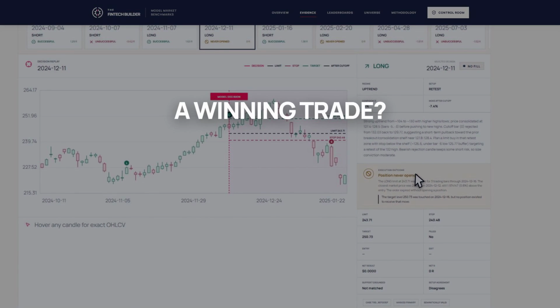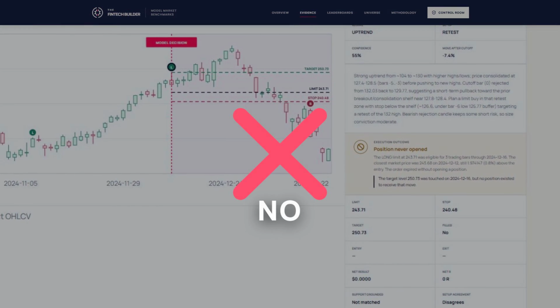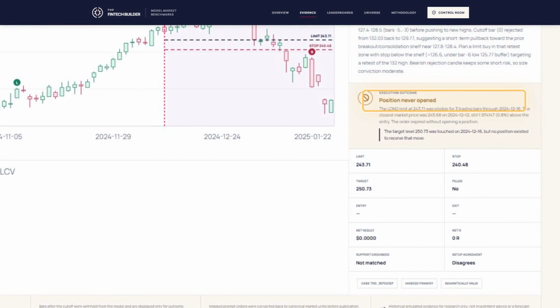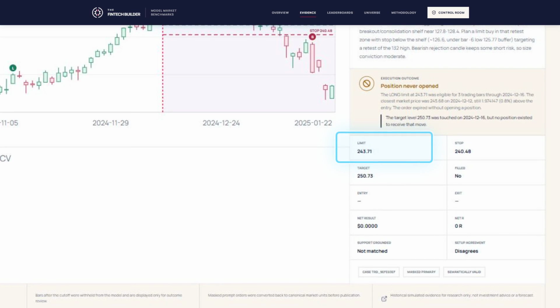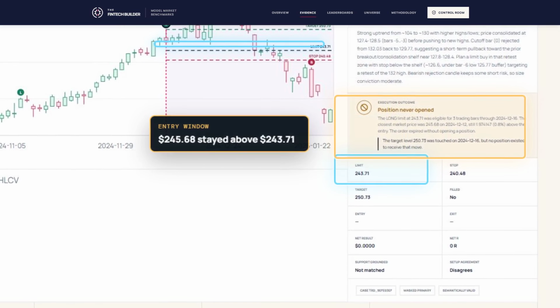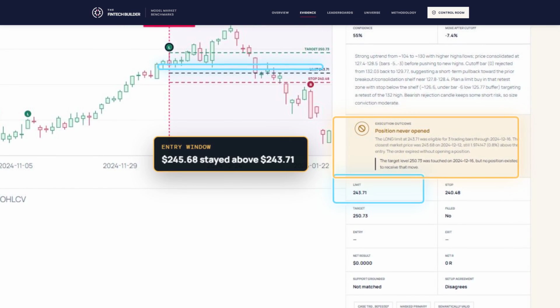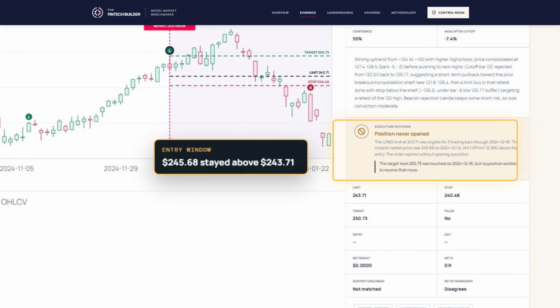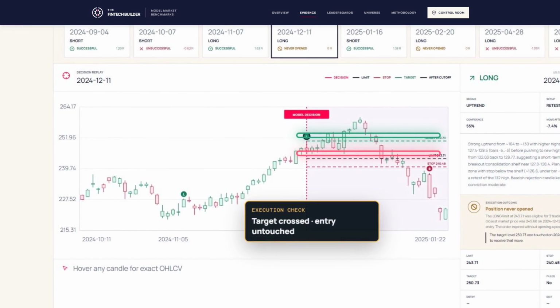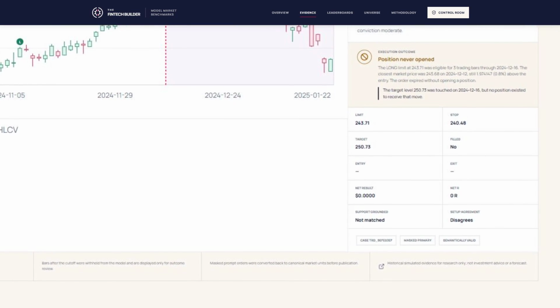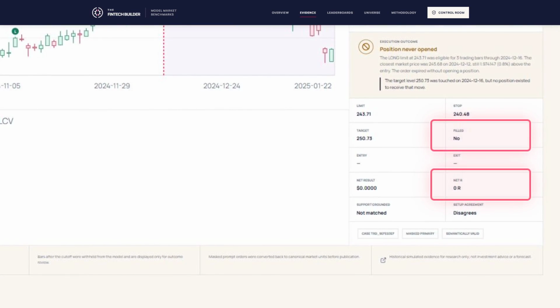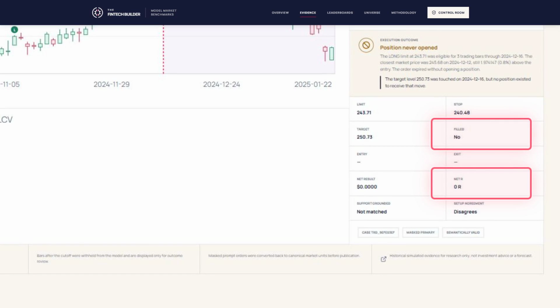So, was this a winning trade? No. The model never owned the position. Its limit order was set at $243.71. But during this 3-bar entry window, the lowest trade price remained above that level. The target was reached, but the entry was never touched. Under an executable benchmark, that is not a profit. It is a no-fill with zero return.